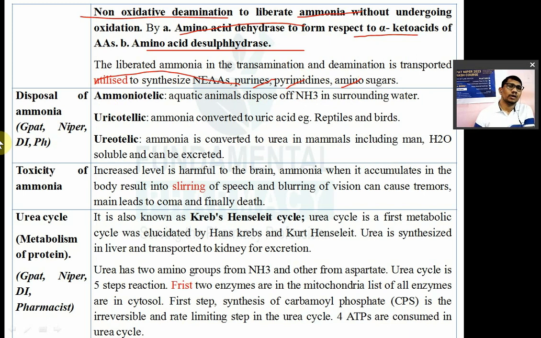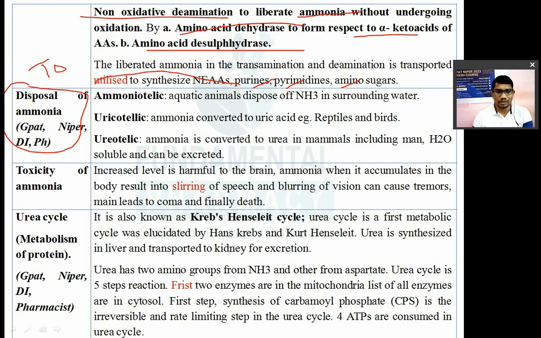Now, disposal of ammonia. Whatever ammonia is formed in the metabolism of amino acids is toxic to your body. Ammonia is toxic to your body. It will cause sedation, glaucoma, and all that. There are a lot of problems with ammonia.